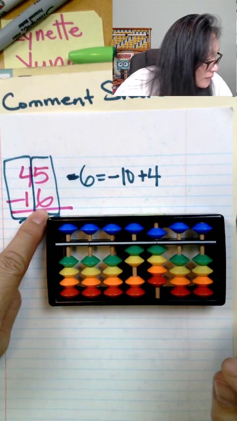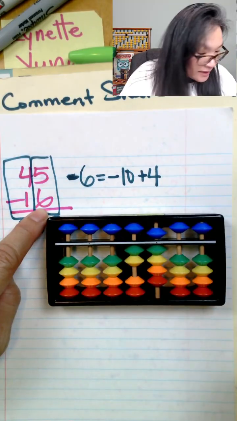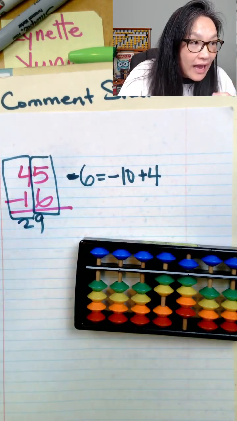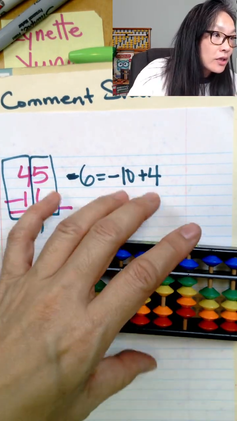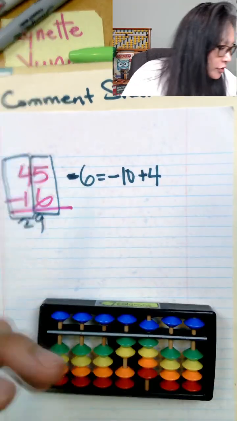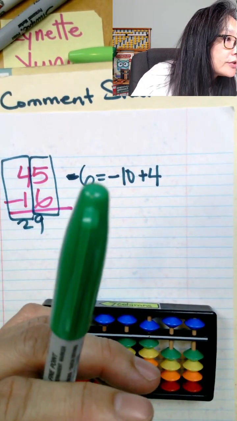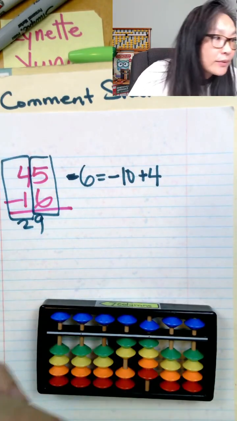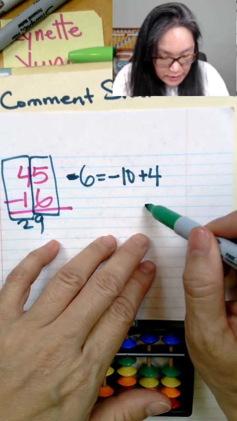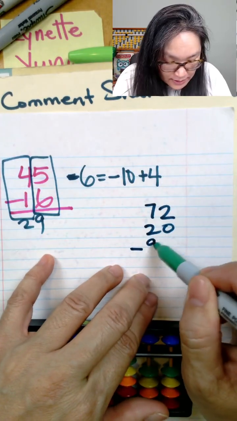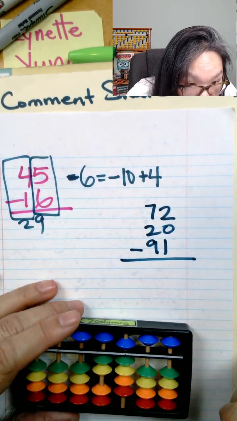But let me tell you, in abacus we don't have just 2 add-ins. We have a lot of add-ins. So let's do a harder question. Let's see what number this is. So we could do 72 plus 20 minus 91, right?